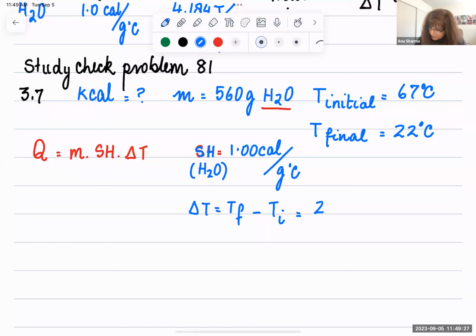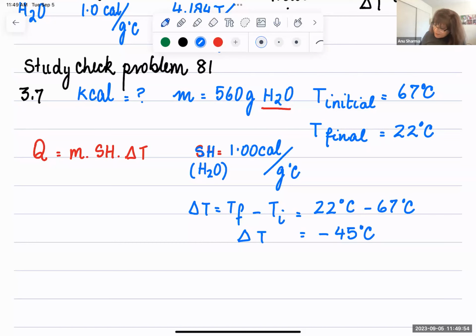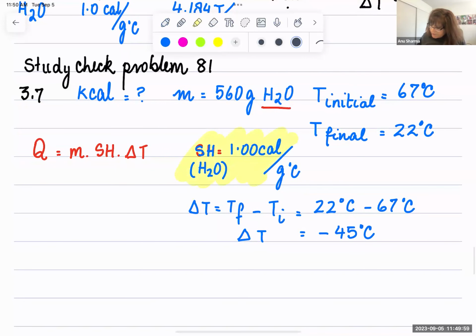T final is 22 degrees Celsius minus 67 degrees Celsius. So you're going from a higher temperature to a lower one. Here you have 22 minus 67, and that gives you negative 45, which is fine. The sign is always going to be that of the bigger number. So the temperature is lowered, and the heat is given off. Now, this value is known. We calculated delta T.